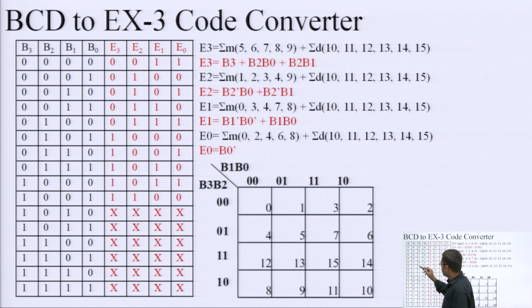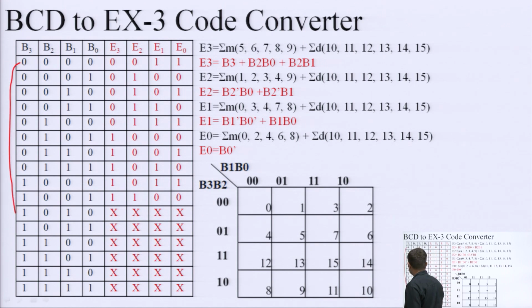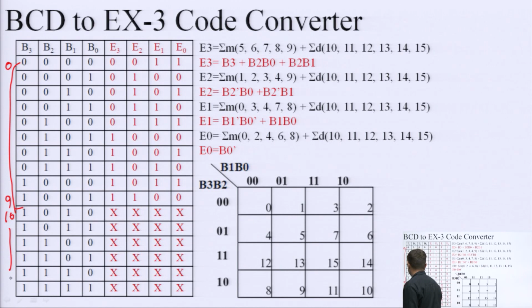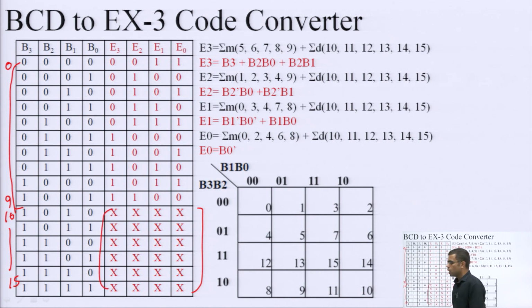We have to remember that the BCD range is 0 to 9, and these 10 to 15 are actually the invalid BCD terms. So, for these invalid BCD inputs, the outputs are don't care. That means I do not care whatever the output is, because in any case I am not going to apply these inputs to this BCD to XS3 code converter.